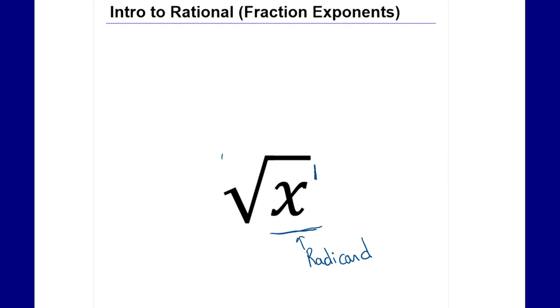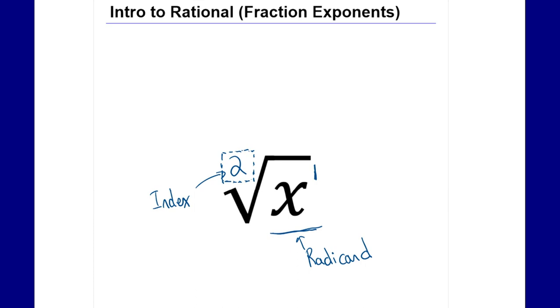There's also a value that sometimes goes here. Now, if we don't see anything in this spot, similar to how we assumed that the exponent was 1 even though we didn't see it, we can assume that it's 2. And this number is called the index. This just basically tells us what root we're taking. In this case, we're taking the square root or the second root.